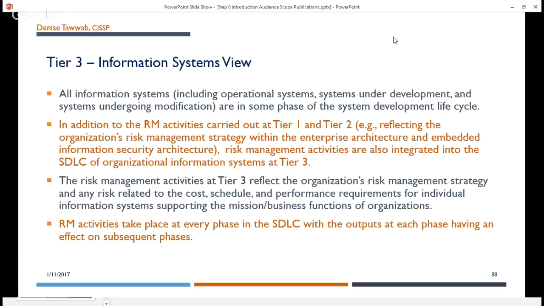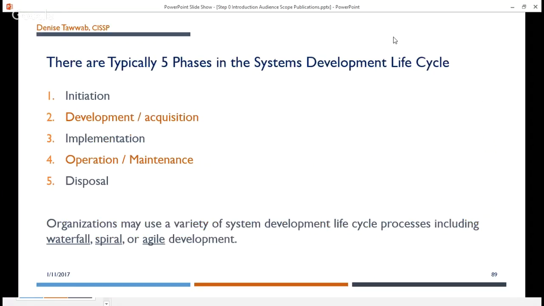Risk management activities take place at every phase in the SDLC, with the outputs at each phase having an effect on the subsequent phase. There are typically 5 phases in the system development lifecycle: initiation, development/acquisition, implementation, operation/maintenance, and disposal. Organizations may use a variety of system development lifecycle processes, including waterfall, spiral, or agile development.